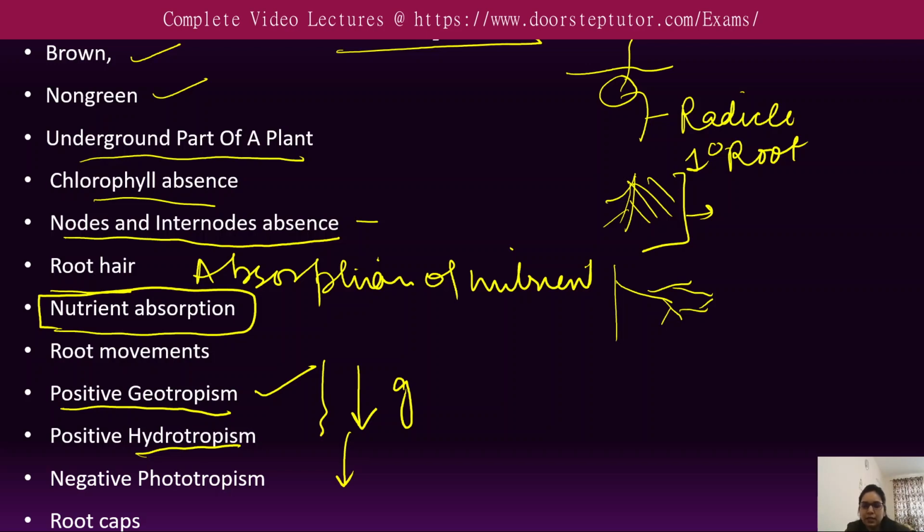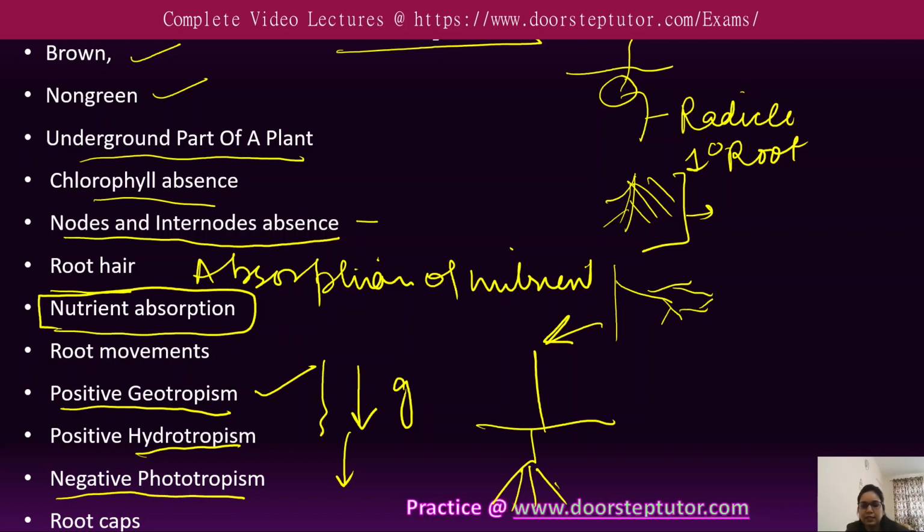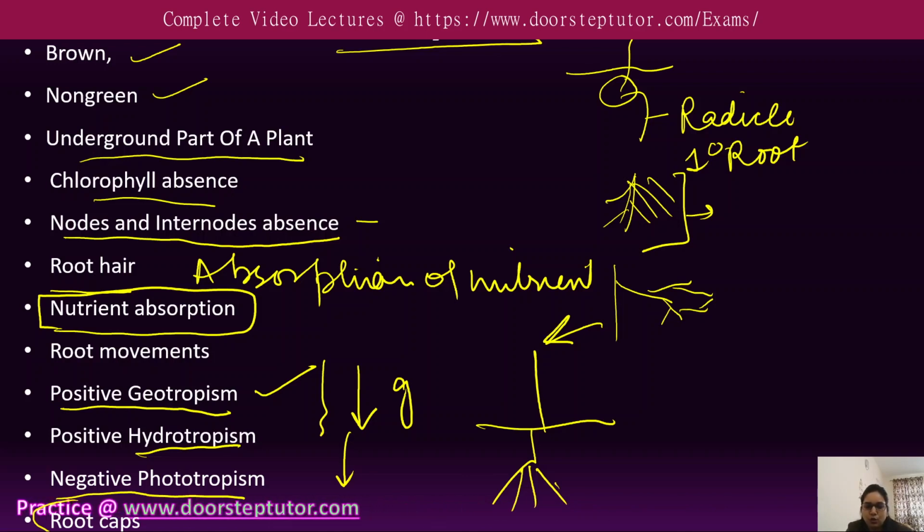While it shows negative phototropism, which means the movement of the root is away from the sunlight. We know that the root grows below the ground, while the shoot system faces the sunlight. So the movement of the root is away from the sunlight, and this is a characteristic of the root system. Also, the root is generally protected by a root cap at the bottom, at the tip of the root.